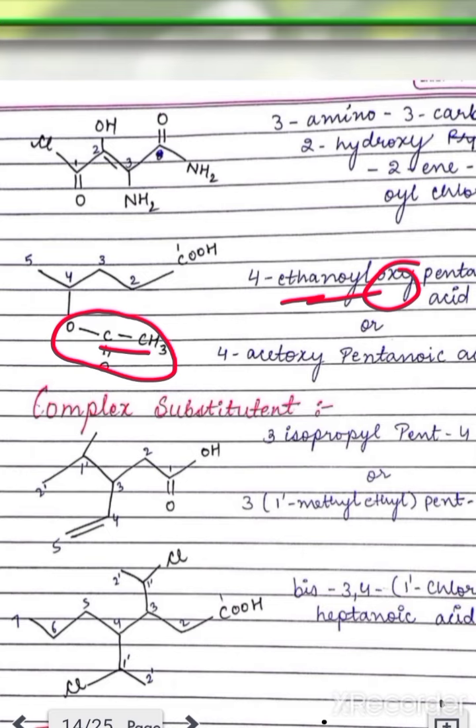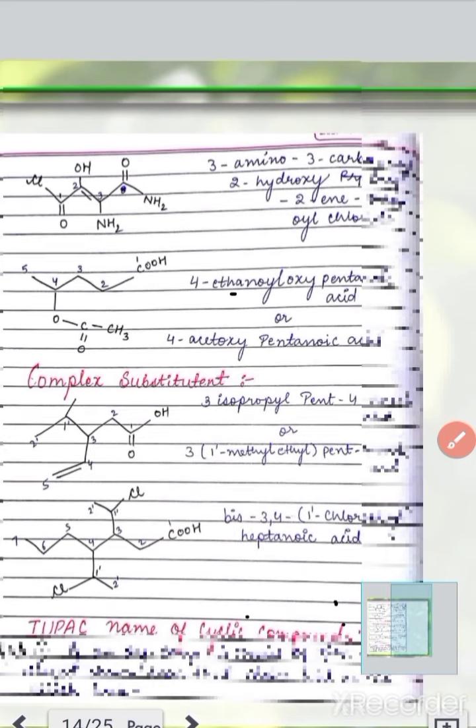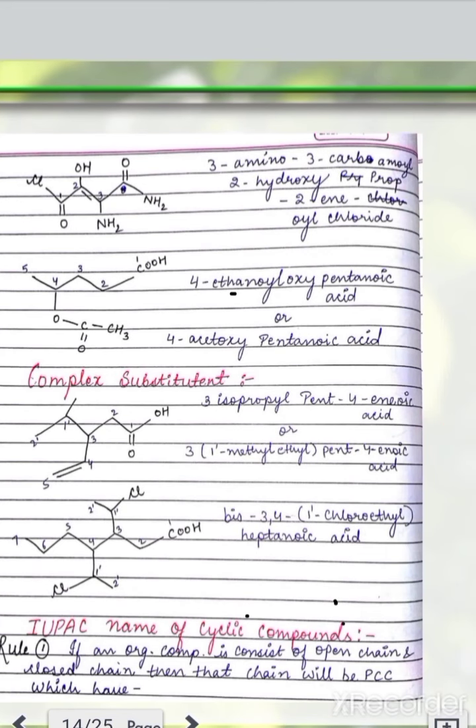When it is used as a prefix, then we write the CO group as this, and the COO group as this. So at fourth position we have ethanoyloxy, and the main parent carbon chain is of 5 carbons, so pent and oic acid. We can write this as acetoxy also, because acetic acid is the word used for 2 carbons, so acetoxy pentanoic acid.